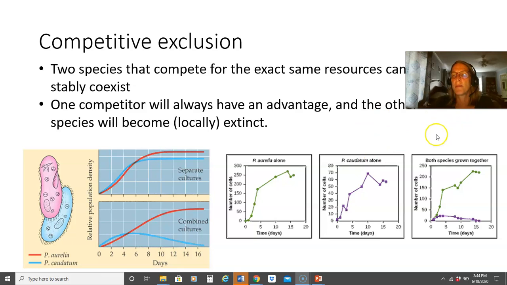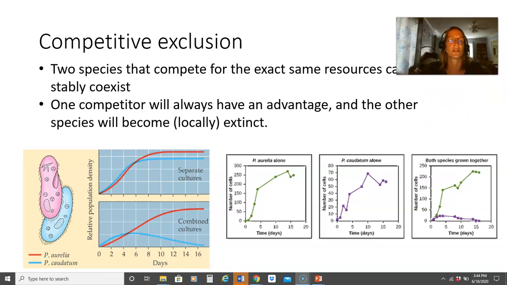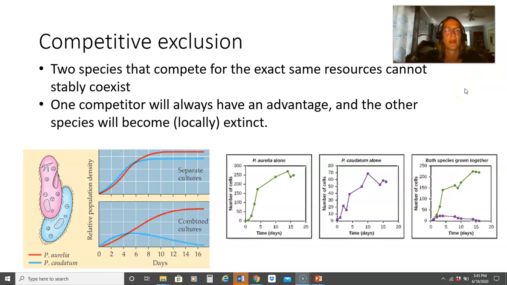One pretty important concept in competition is called competitive exclusion. In competitive exclusion, this is definitely between two different species. So competitive exclusion is an example of interspecific competition, or can only occur within interspecific competition. This is when you have two species competing for the exact same resources. And the idea is that if you have two species competing for the exact same resources, they cannot stably coexist. One is always going to outcompete the other.